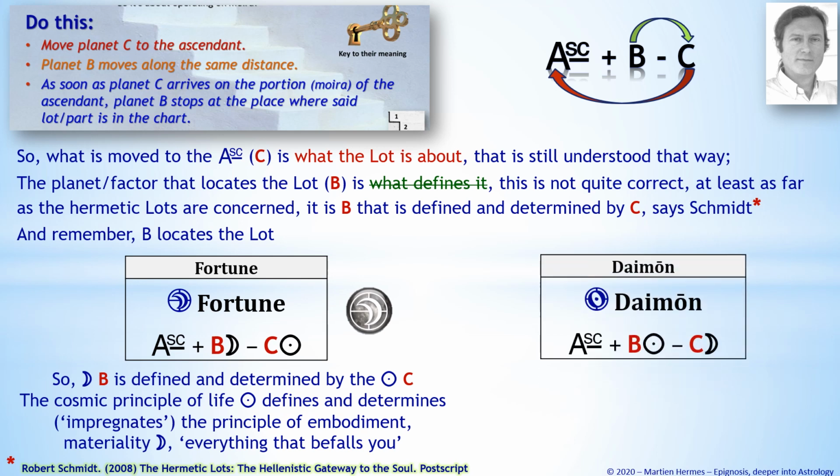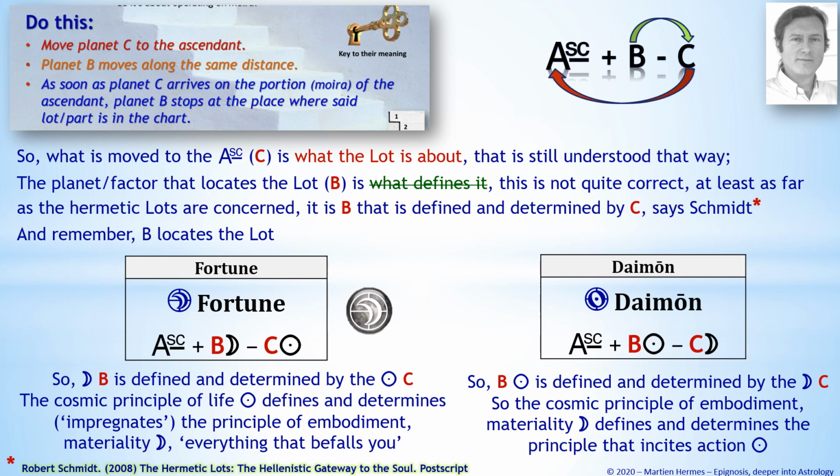But then we come to the daimon. That's the other way around. There you have the moon, which defines and determines the sun. So B, the sun, is defined and determined by C, the moon. So the cosmic principle of embodiment, materiality, the moon, defines and determines the principle that incites action. So the daimon is often interpreted as everything in the world around you that incites you to take action.